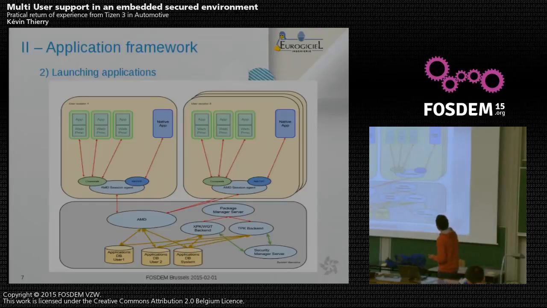When it comes to launching an application, a user wants to launch an application, and it will communicate with the AMD daemon. The AMD daemon will know which user launches the application by communicating with the AMD session agent. Every user, when it launches its user session, launches an AMD session agent whose role is to communicate with the AMD daemon. And then we can see that AMD will know which application database it has to use, depending on which user launched the application.